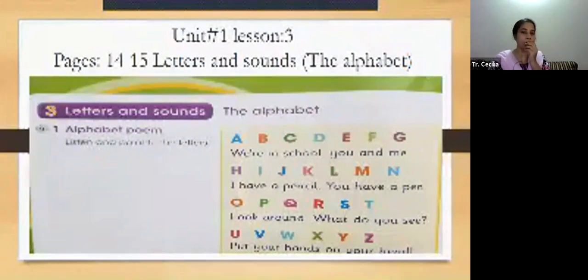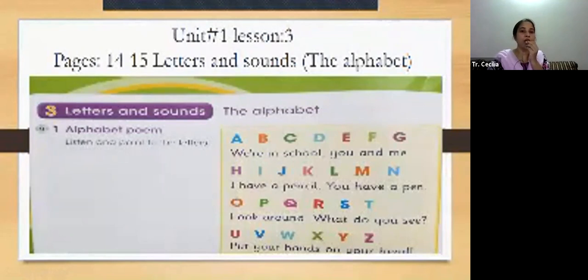Page number 14. If you can see on the screen, it is there also. This is your first page, page number 14 we are doing, and that is the track. Number 3, letters and sounds. The name of the lesson is letters and sounds. Then the alphabet, A, B, C, D.